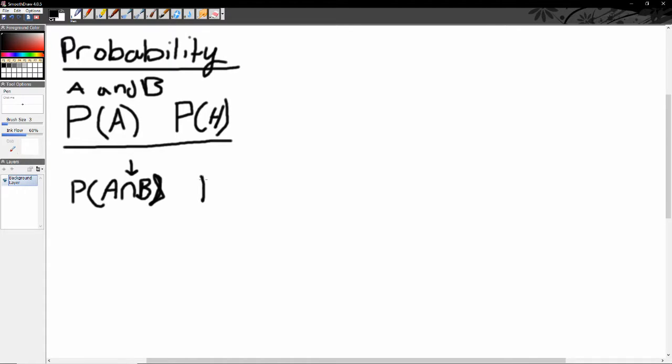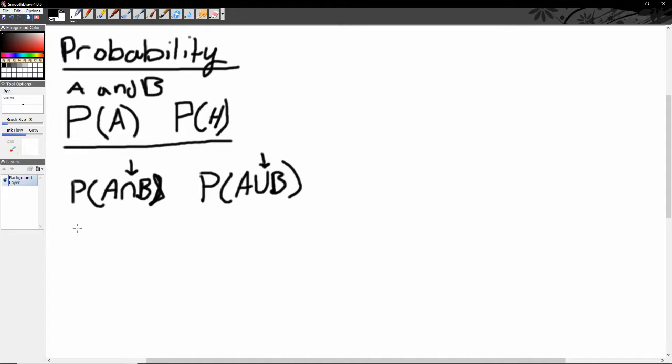There's also the probability of A or B. You have this U symbol here. This U symbol here is called union. You could also read this as the probability of A union B. And this just means the probability that either A or B happens. If one of those two things happens, this is satisfied. So the probability that either or happens.